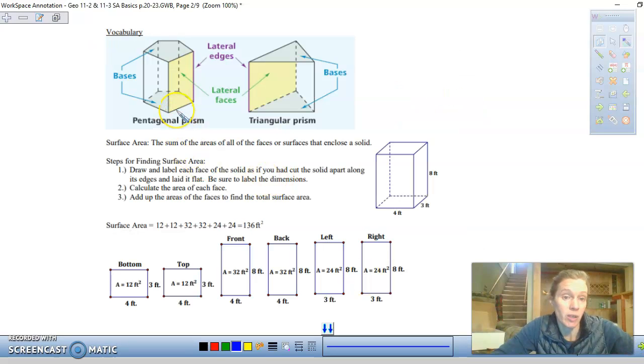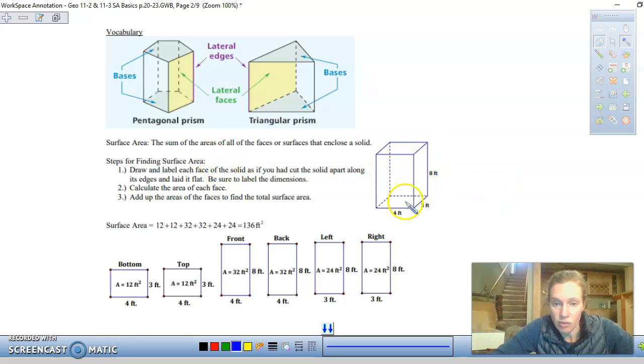So vocabulary, I went through some of this, the bases. Again, this one's a pentagon, this one's a triangle. I showed you a hexagon, and we drew the rectangle, but the base can be any polygon. And then the lateral faces that these are pointing to are all of those rectangles.